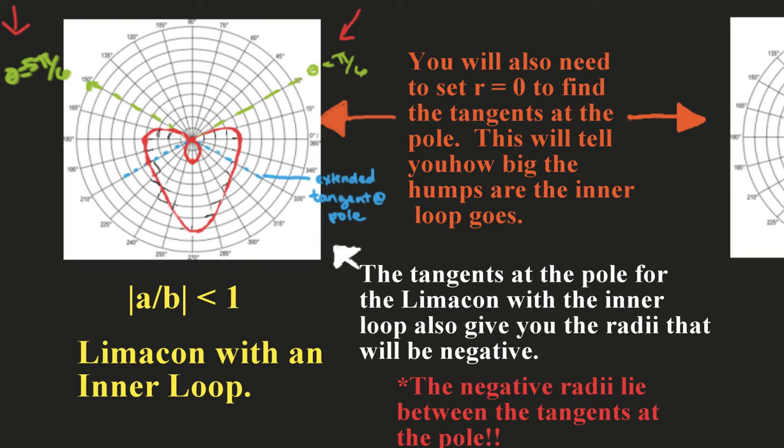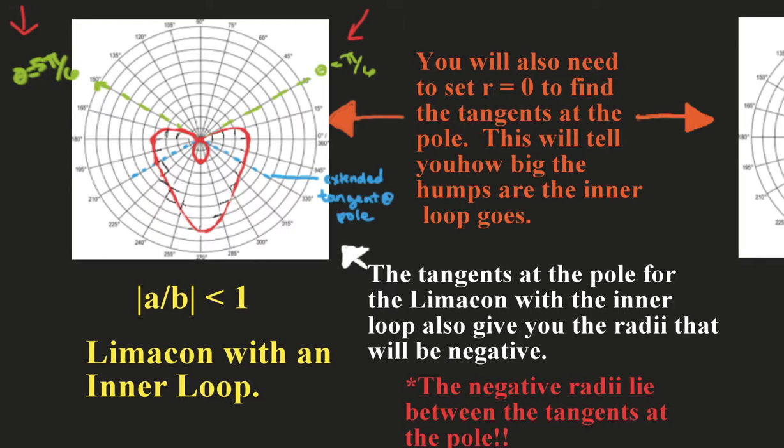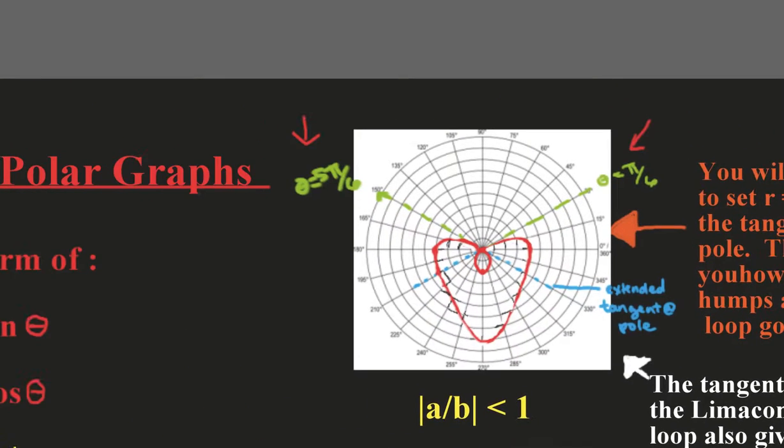The extra step for the inner loop is extending your tangents at the pole to tell you how fat your inner loop is. And this point right here will come whenever you plug in, in this case, pi over 2. It will give you that negative 2 radius, all right, which is one of the main axes. So practice, practice, practice. I will do an example of each of these. Make sure you check them out.